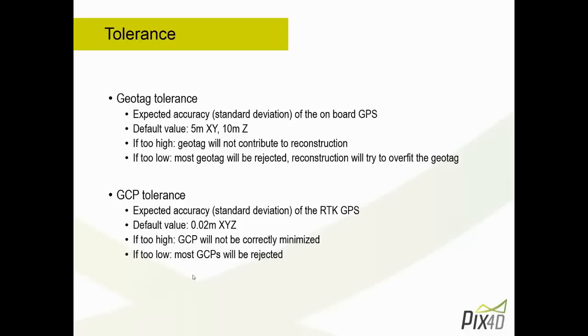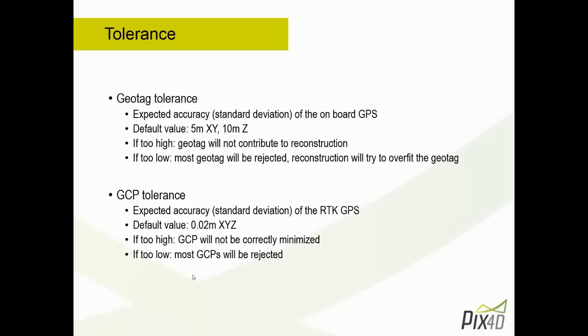If you put it too low, like 1 millimeter in XY and 1 millimeter in Z, then this will have very strange effects too, as you told the software to really trust the geotags, but actually they are not trustworthy, they are very noisy. The software is going to try to match them as much as possible, and you will get weird effects happening in the reconstruction. Same for ground control points. There you can basically set the expected accuracy of your GPS.